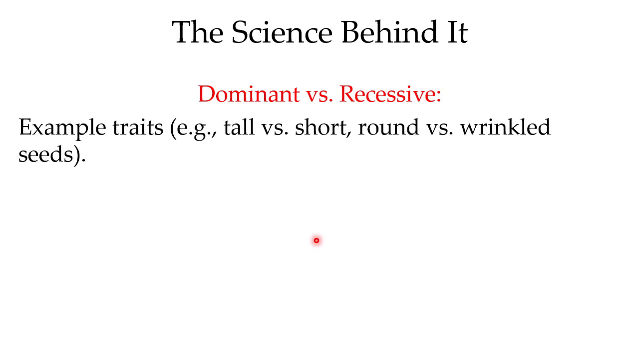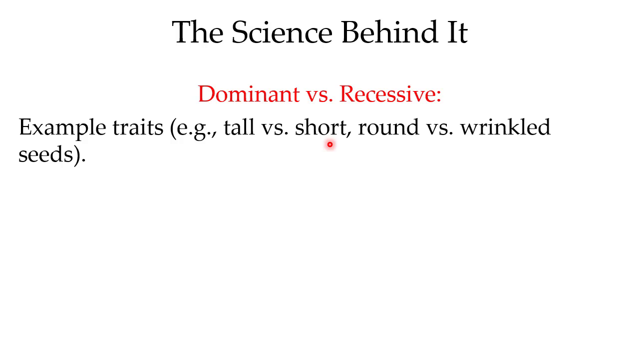For example, if you've got the tall plant, as I've told you, with capital T and the small t, that would be a tall plant. Capital T and capital T, that would be a tall plant. So the tall plant phenotype is expressing itself both in the homozygous as well as in the heterozygous condition. But the short one is only going to express in the homozygous recessive condition, the small t and the small t.